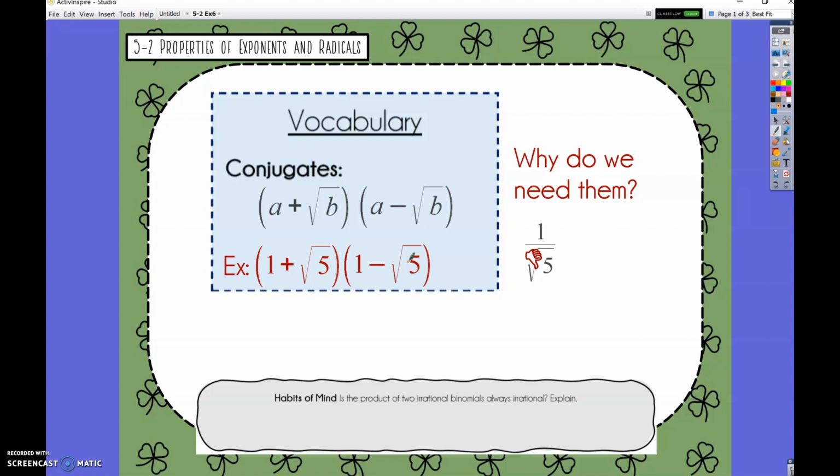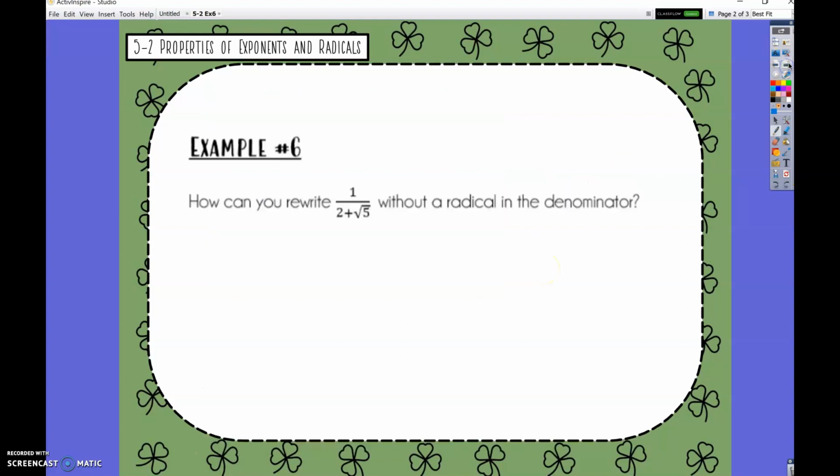Now I'll show you why we use these here. When you have a denominator, or a fraction if you will, there should never be a root in the denominator. Now we know we can handle that with Desmos or a calculator. We can sure get an approximation, but in order to get radicals out of the denominator, we would need these conjugates for problems like example 6. So here we have 1 over 2 plus root 5.